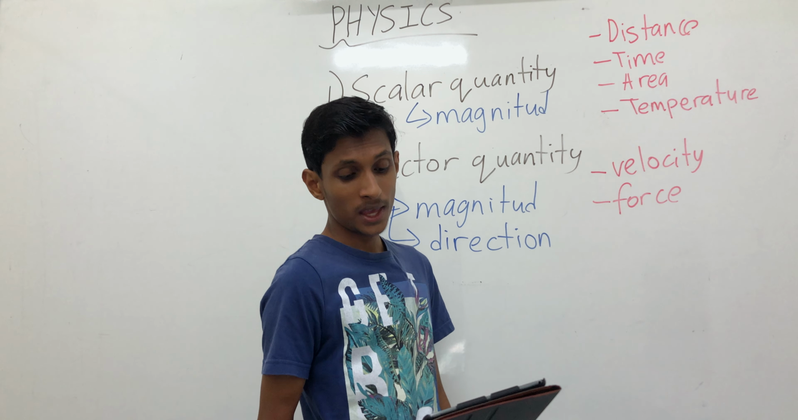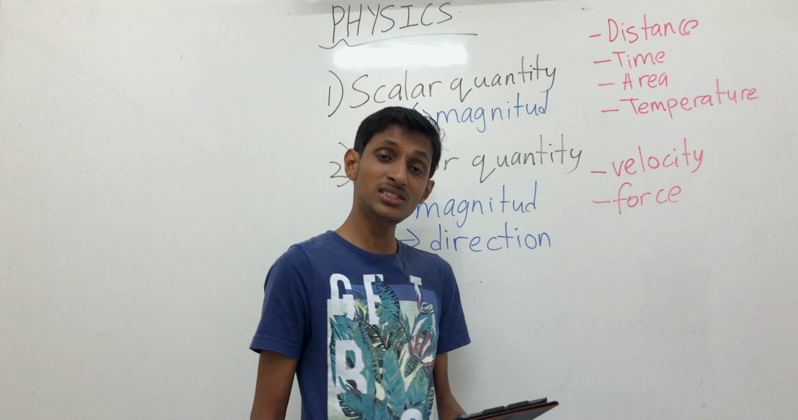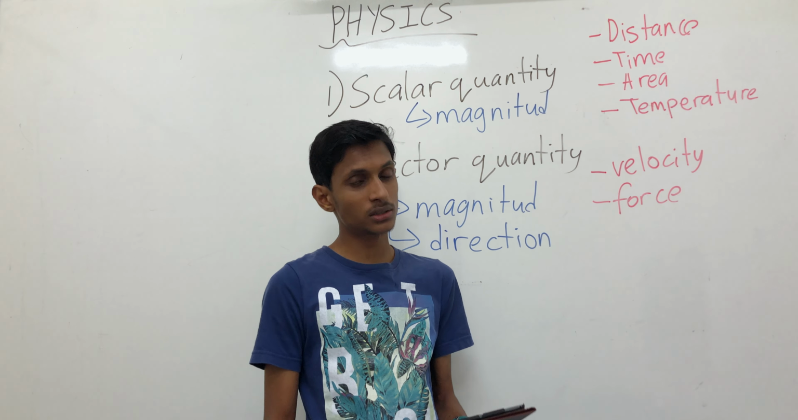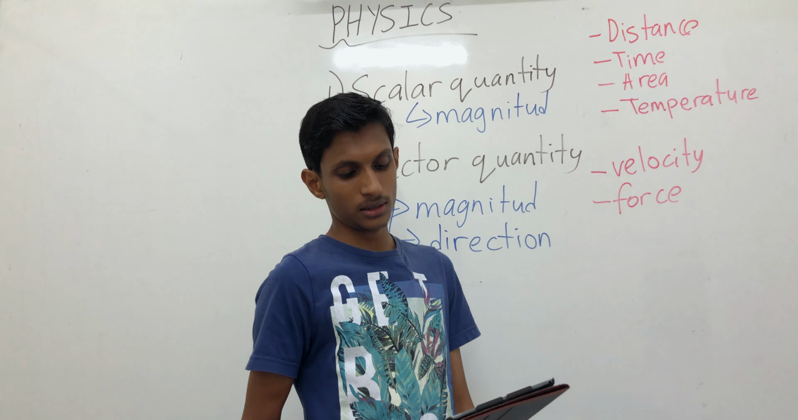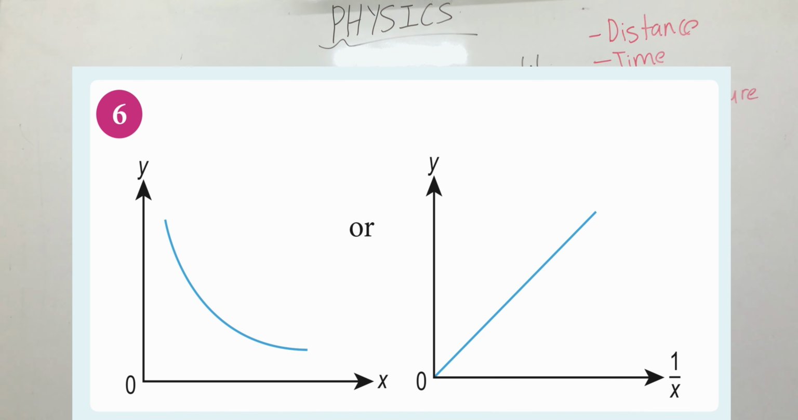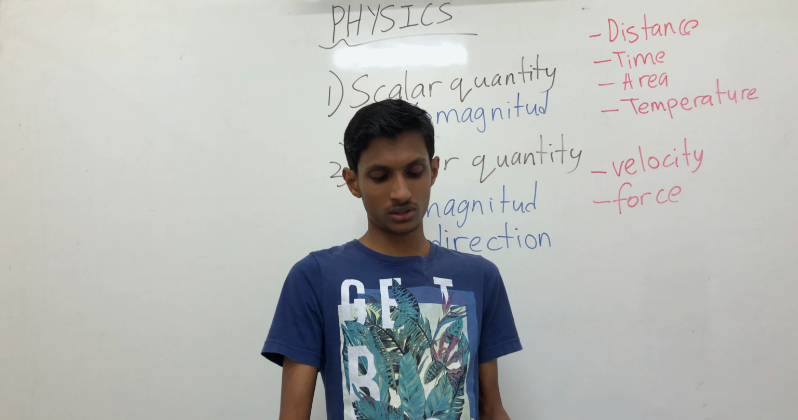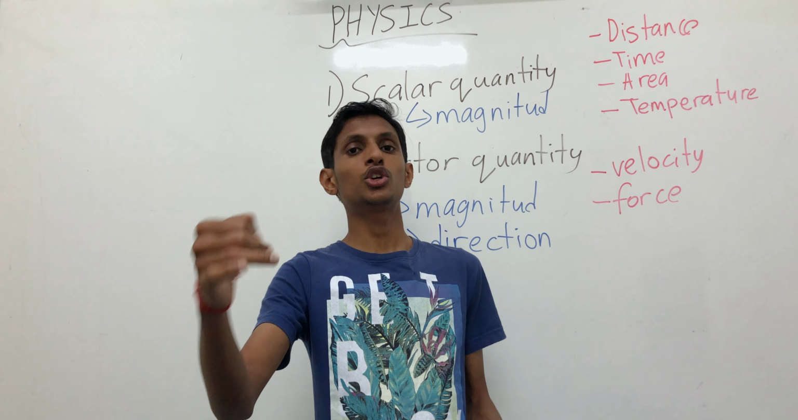Now the sixth one, you need to look into it. Now, does it touch the y and the x-axis? No. Or there's also another graph where it touches 0. Now, does it mean that y is directly proportional to x? No. Because look at the x-axis. It is not x, it's 1 over x. Now, what does this mean? What is the interpretation of this graph? It means y is inversely proportional to x.